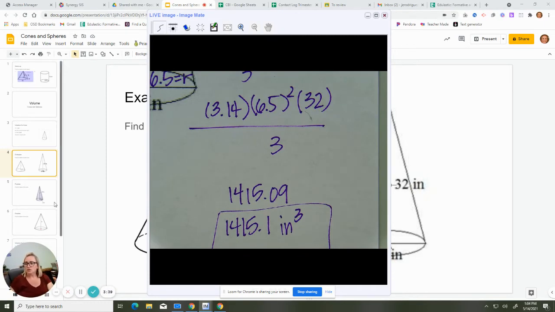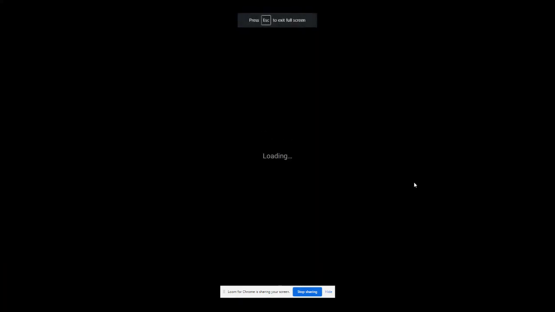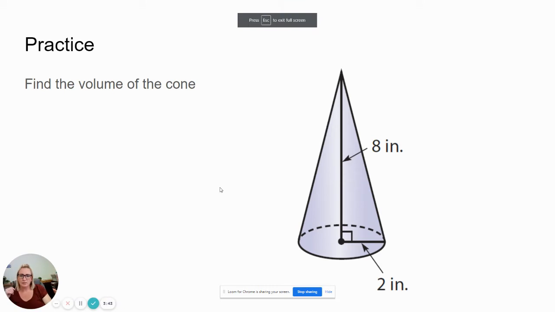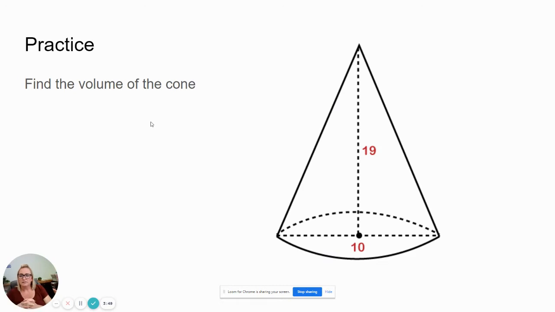Okay, so you guys are going to try one of each of these. Make sure you're plugging them in correctly and getting to the right answer. So start with this one and find the volume of this cone. All right, and so now you're going to do this one. This one's a diameter, so remember you have to divide it by 2 to find the radius before you can plug it into the formula.